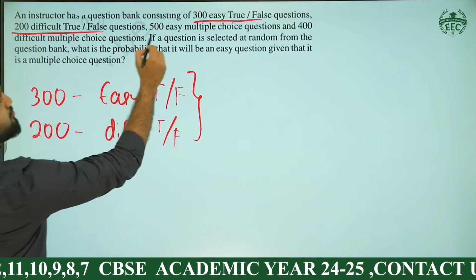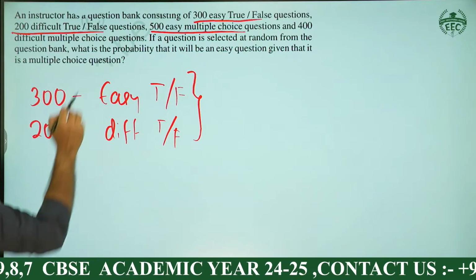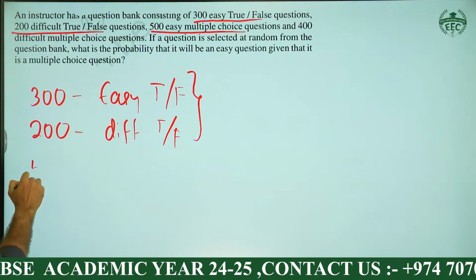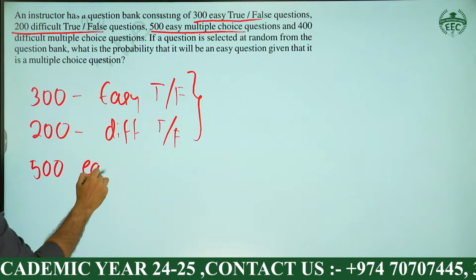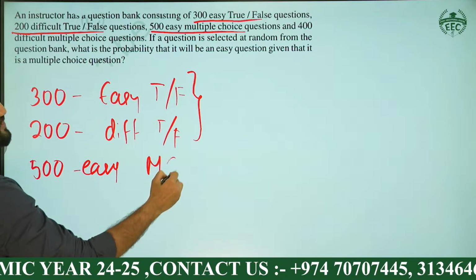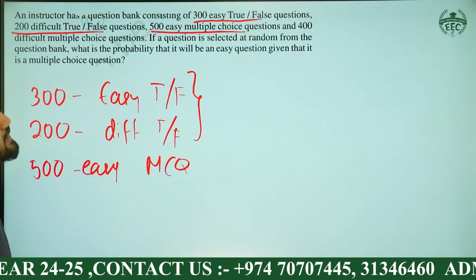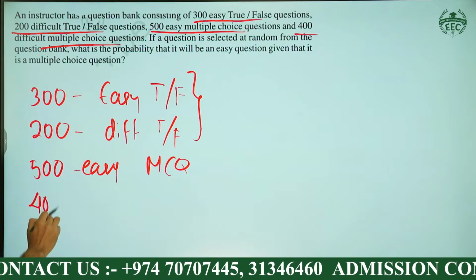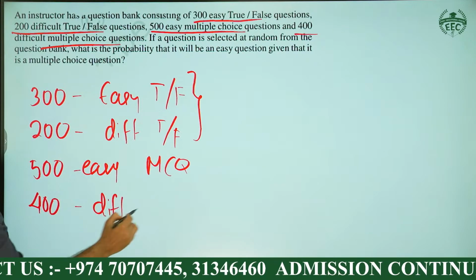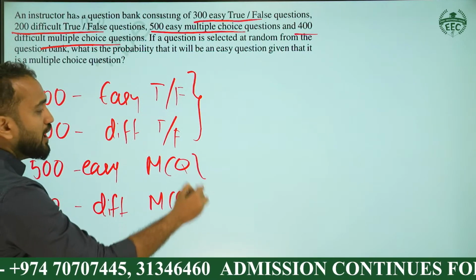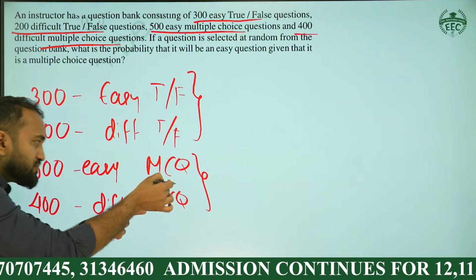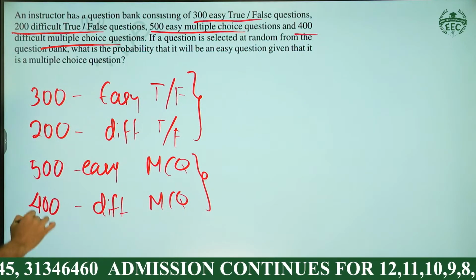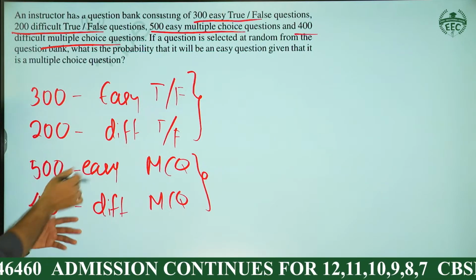Now, next one. 500 easy multiple choice questions, MCQs. And the next one, 400 difficult MCQs. So altogether, how many MCQs am I having? Together, I'm having 900 MCQs, which are either easy or difficult.